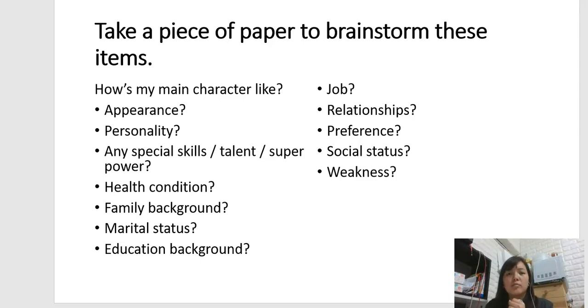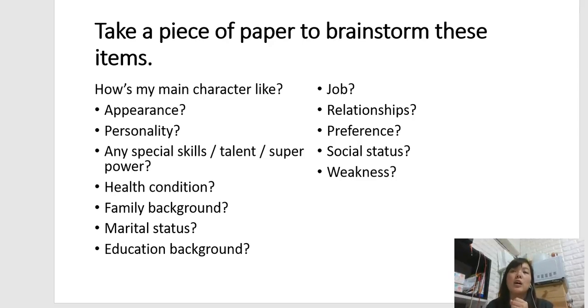What kind of job do they do? Do they have any relationship with anyone? It can be a job relationship, it can be friendship. You can think about it. Anything that they like or they dislike. What is their social status like in the society? If they have any weakness, okay. So think about it. Put all these ideas on a paper before you move on to plan your story.